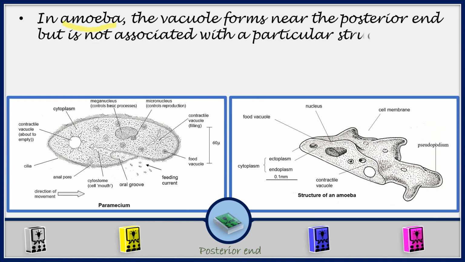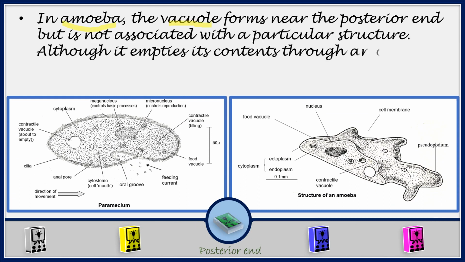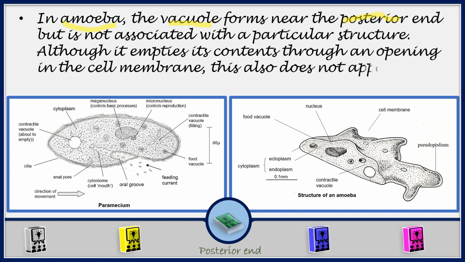In amoeba, the vacuole forms near the posterior end, but is not associated with a particular structure. When you look at the amoeba, you will see that it has a contractile vacuole here. And when you look at that contractile vacuole, it is near the posterior end, and it does not have any structure associated with it.